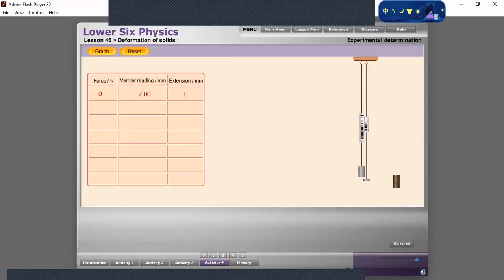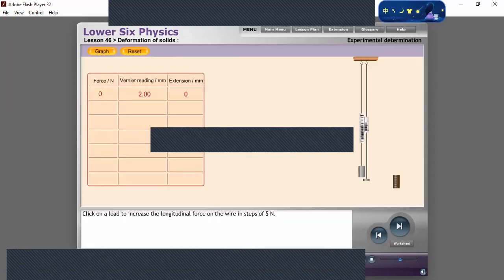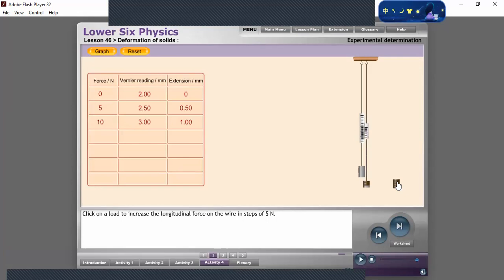Click on the load to increase the longitudinal force on the wire in steps of 5 newtons. So that means we increase the load. We notice that the extension and the length of the string are recorded, and the extension is determined.